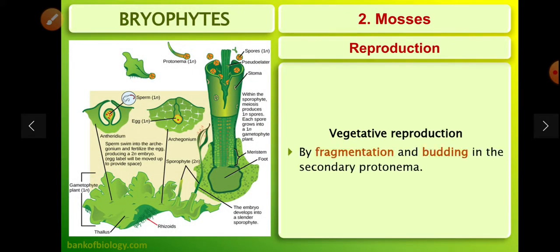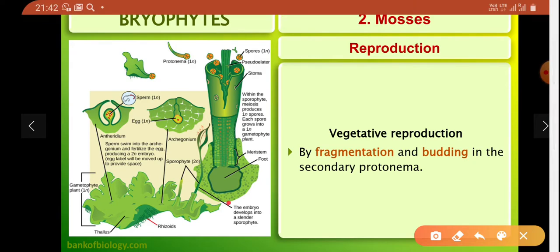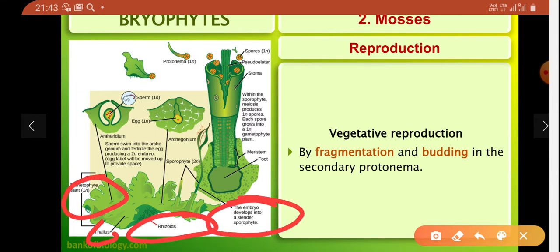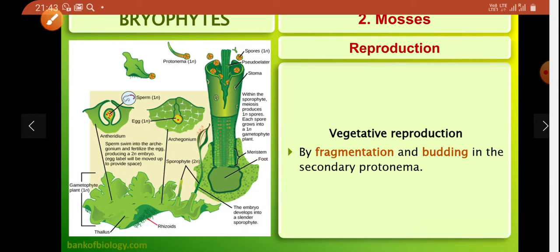Vegetative reproduction. You can see in this diagram the rhizoids, thallus, gametophyte plant, and the embryo developing into the sporophyte, meristem, foot. Vegetative reproduction is by fragmentation and budding in the secondary protonema.